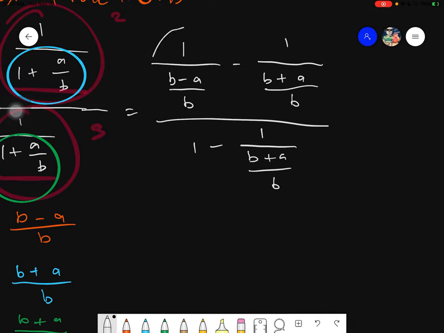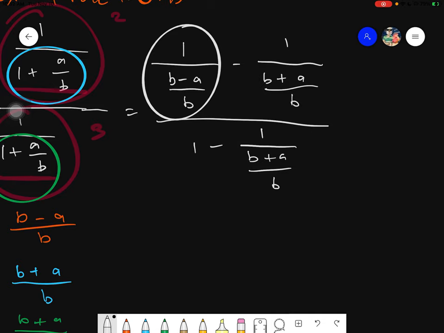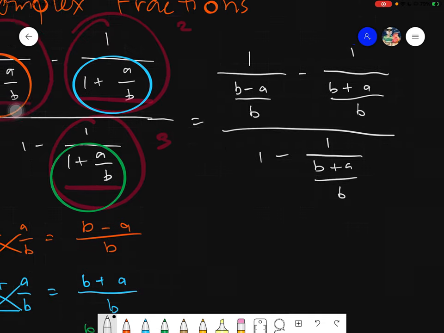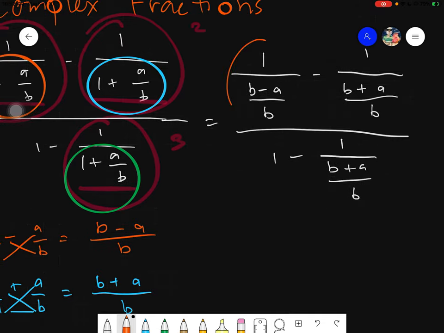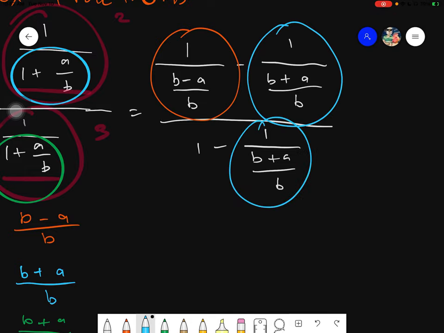Then we can evaluate each individual complex fraction. This one, and then this one. So let's try to evaluate using the same colors again. This is for the orange. This is for the blue. And this is for the green, okay? So we have the following. Let's try to evaluate again.